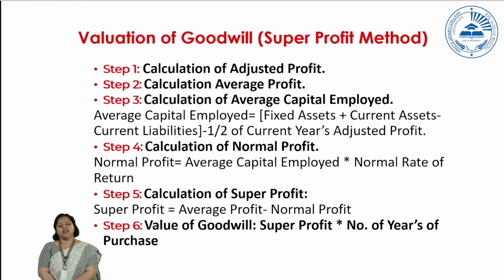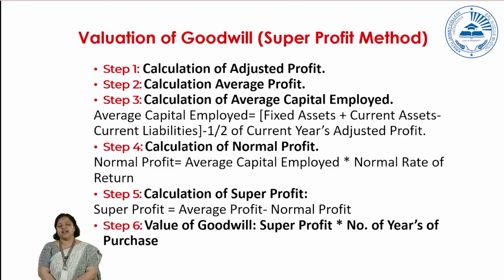Second step, after calculating the adjusted profit, we need to calculate the average profit. Based on the adjusted profit, we calculate the average profit. To calculate average profit, we have two methods. One is the simple average method, another is the weighted average. For the simple average method, after calculating the adjusted profit, we need to see the trends of the adjusted profit. If the profit trends go up and down, in those cases we should go for the simple average. Simple average means adding all the adjusted profits divided by the number of years.